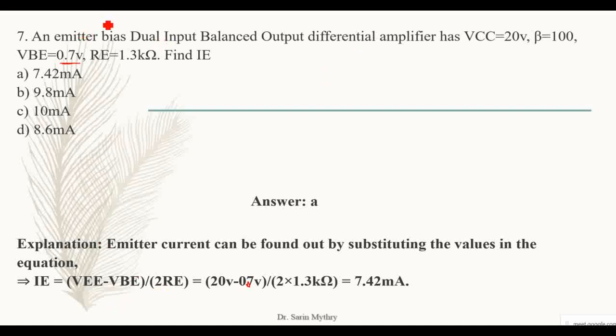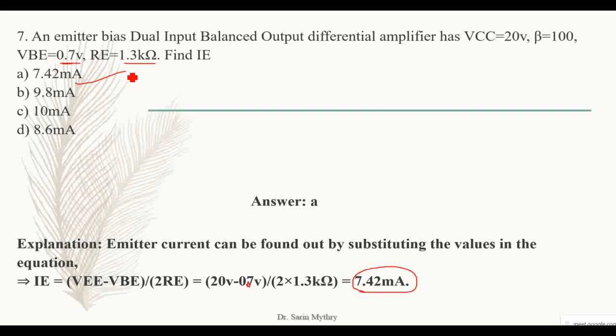What is the RE value given to us? It is 1.3 kilo ohms. That is 2 times 1.3 kilo ohms. When you do some mathematics over here, you're going to get your answer equal to 7.42 milliamperes. So this one is your correct answer. You are supposed to remember the different kinds of formulae which you have studied for all this, AIC, ECAD, EDC. So ultimately your answer is 7.42 milliampere.